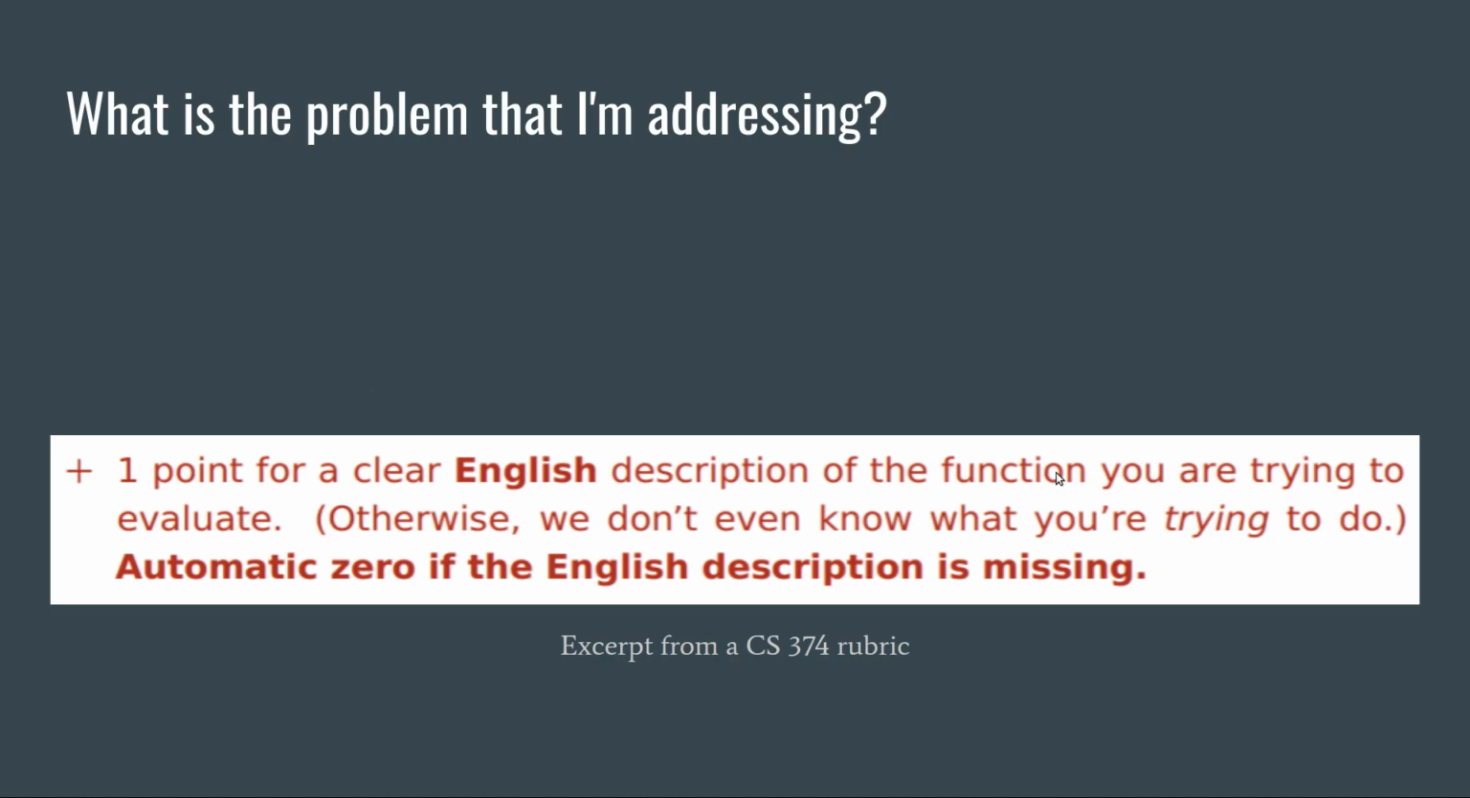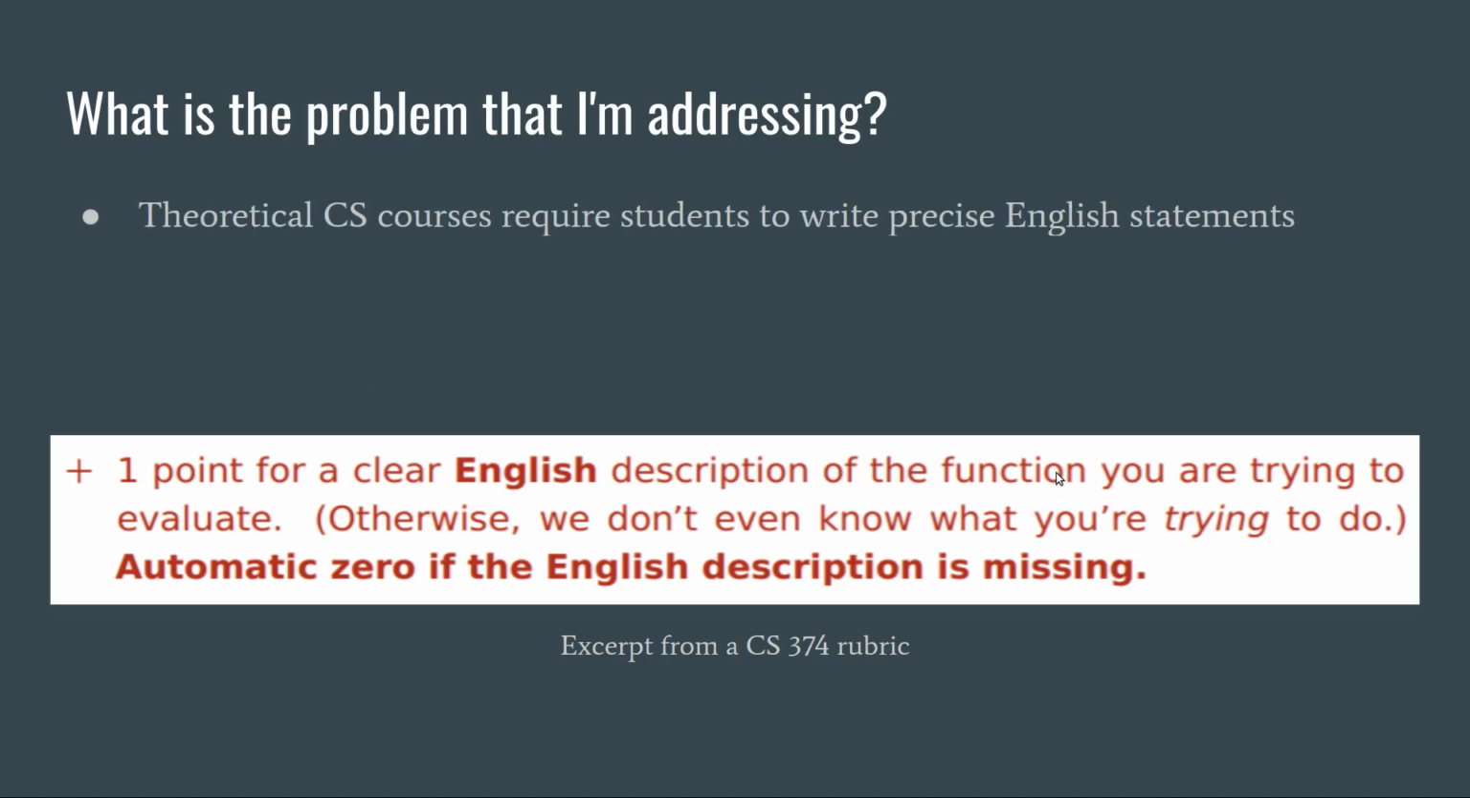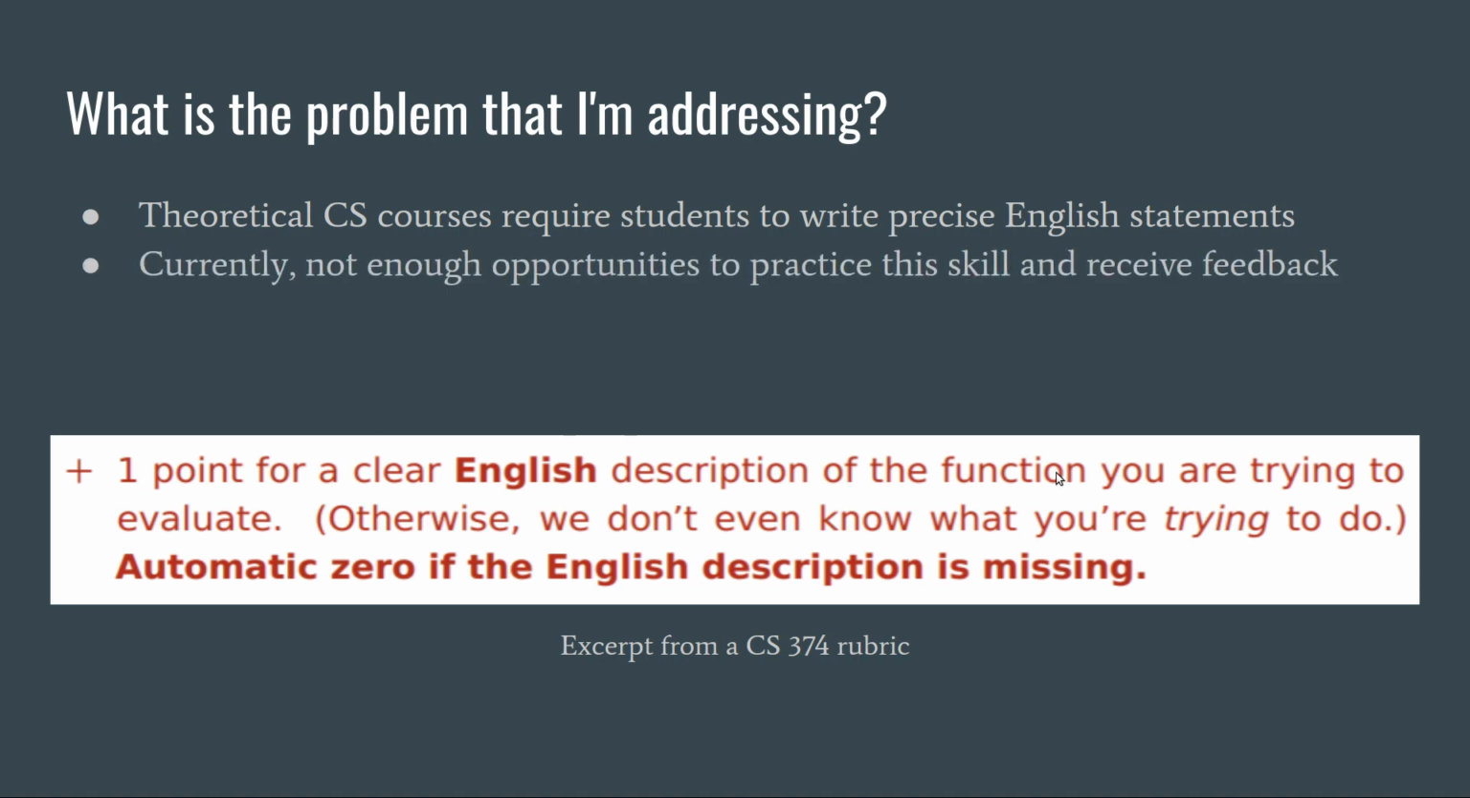So the problem that I'm trying to solve is that math and theoretical computer science courses often require students to write precise English statements, for example, when they're describing an algorithm. And currently, I believe students don't get enough practice with it and receive feedback too slowly. It would be helpful if there's a way to give students automated feedback.